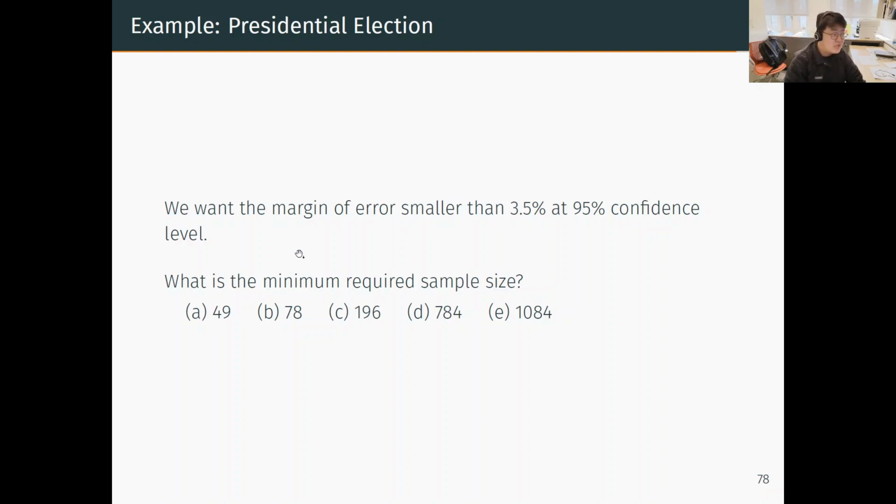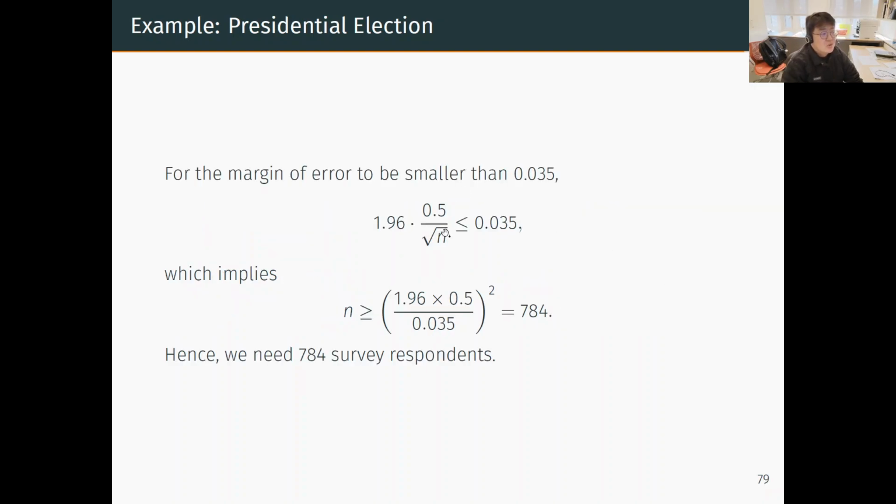Okay, so let me show you the answer now. Pause it if you have not finished yet. We need to solve this inequality for sample size n, right? A 95% confidence level implies 1.96, and the standard deviation is 0.5 as before. The margin of error must be smaller than 0.035, 3.5%, right?